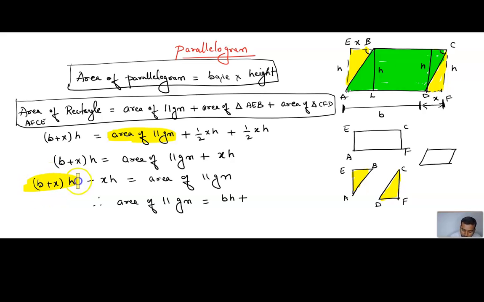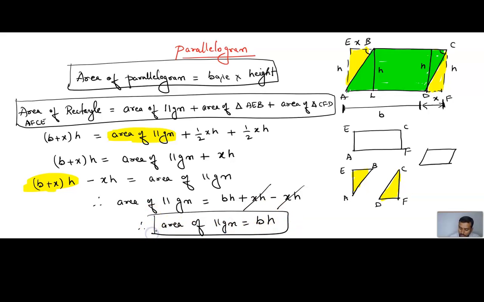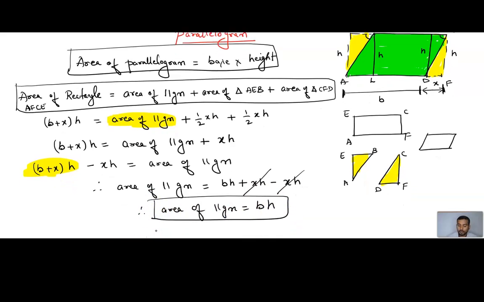Can you see here? These values we are multiplying. B into h is bh, plus x into h becomes xh, minus xh. So, plus xh minus xh will get cancelled. So, therefore, we get the area of parallelogram is equal to b into h, that is nothing but base into height.